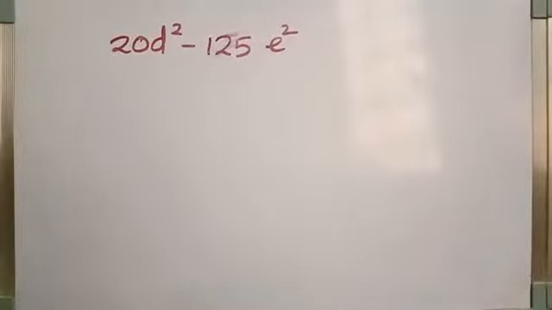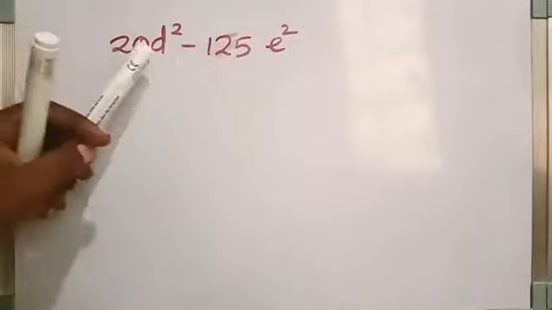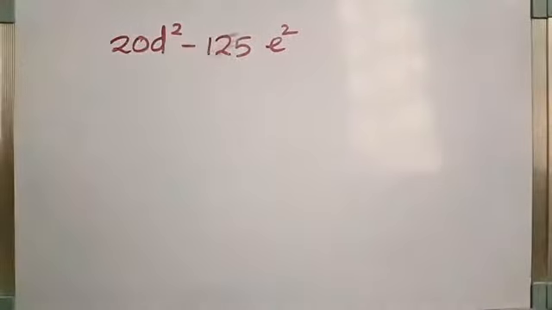Next question is 20d squared minus 125e squared. Of course, we have d squared and e squared, no problem with that. But the problem is with 20 and 125, because 20 is not the square of any perfect number. 125 is also in the same case.